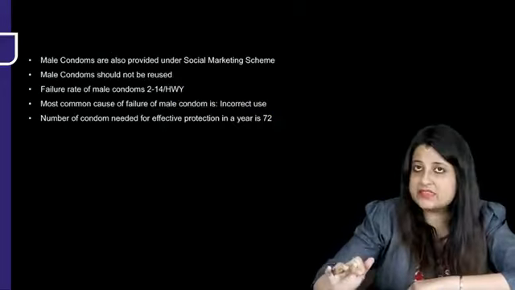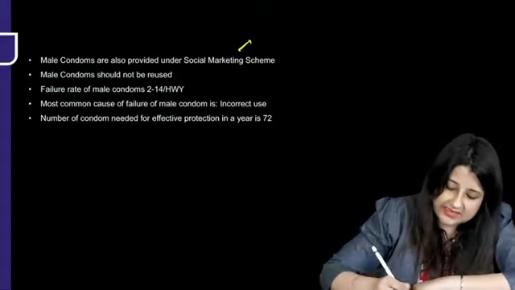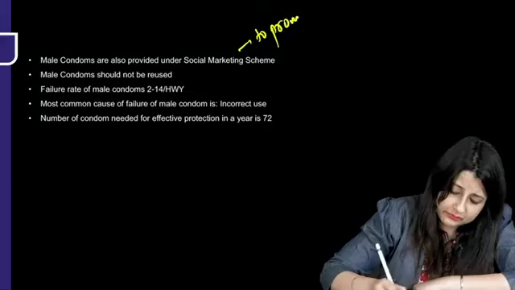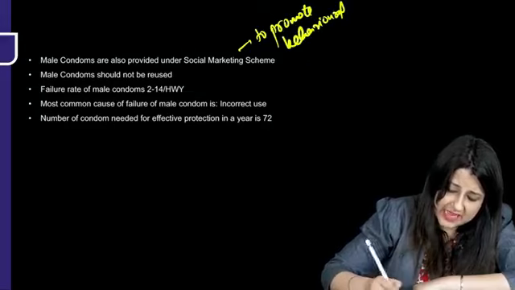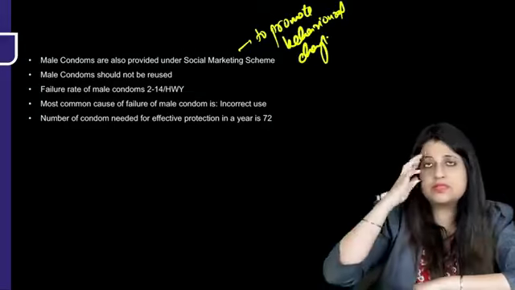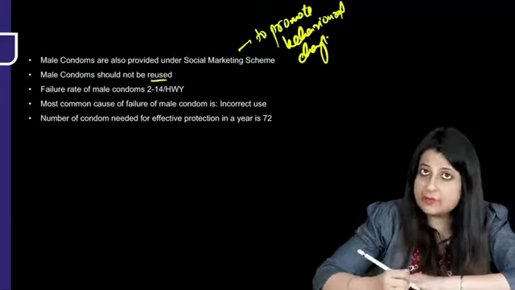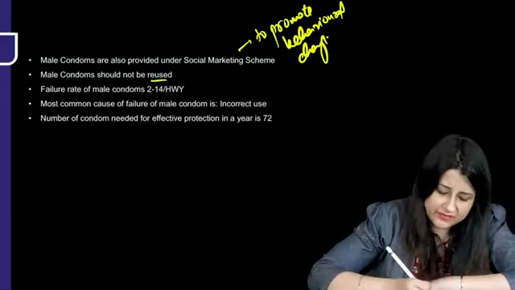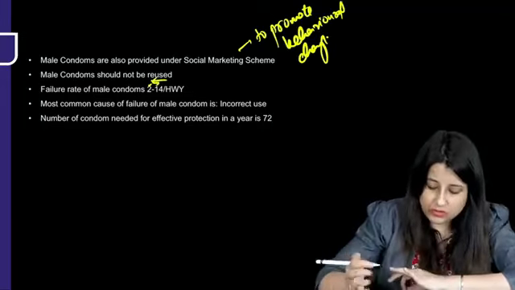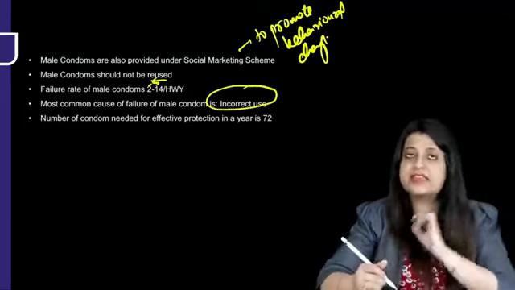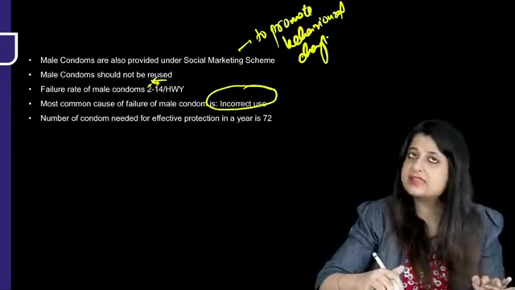Okay, that is the disadvantage. Now, male condoms are also provided under the social marketing scheme to promote behavioral change, guys, which is rupees 1 for a pack of condoms. Male condoms should never be reused. Failure rate can range from 2 to 5 to 14 per 100 women years. Most common cause of failure, I've told you, is incorrect use. And the number of condoms needed for effective protection in a year is 72.